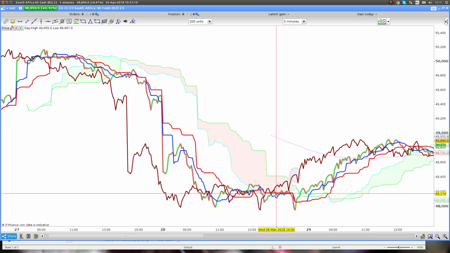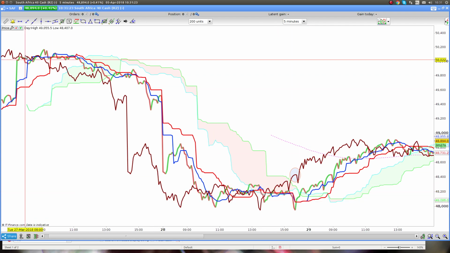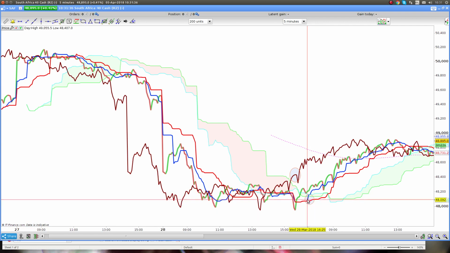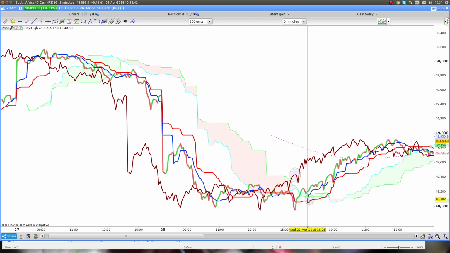Broken through the cloud. We're looking for a moving average crossover here now. So we're looking for Tenkan-sen and Kijun-sen to cross over and point up. And you can see that happens over here. Ideally, we want this cross to happen above the cloud because it is a more bullish signal. But even though it has happened here, it is still a bullish signal.